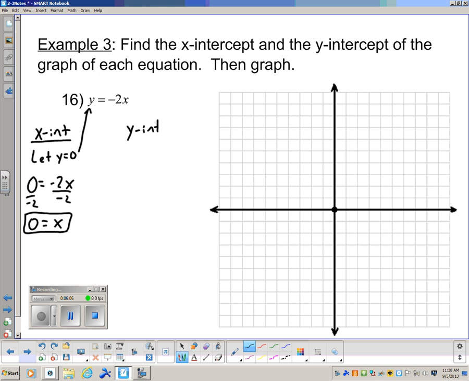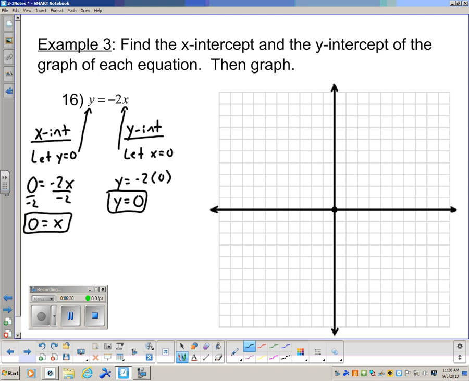Y-intercept, if I plug in 0 now, I'm going to go ahead and plug in 0 for my x. So this time I'm going to plug it in there. So I get y equals negative 2 times 0. So y ends up equaling 0. So both my x and my y-intercept end up being at this same point, and I need another point.